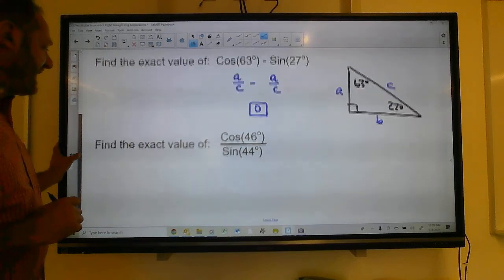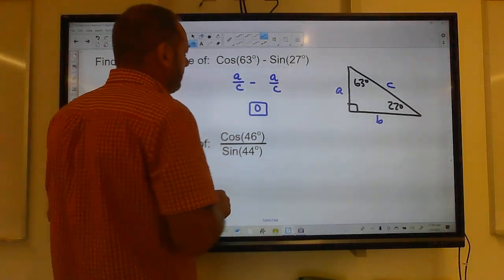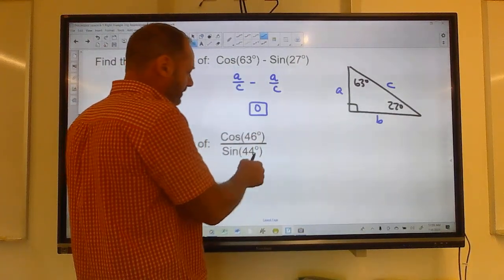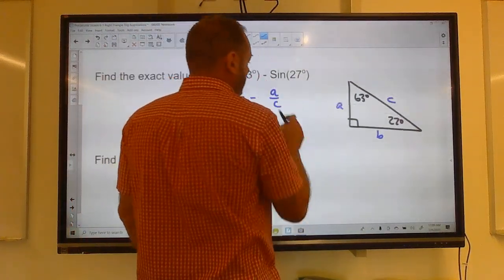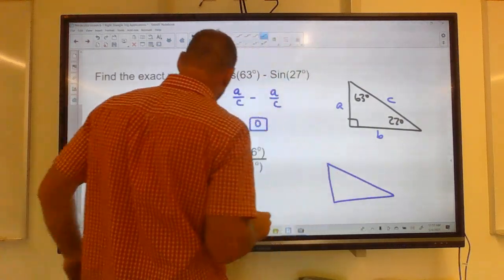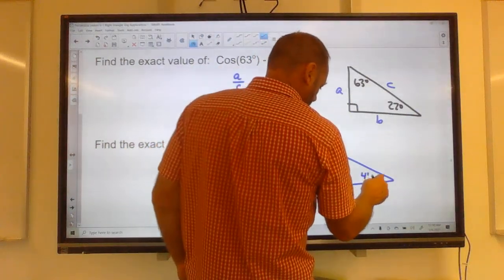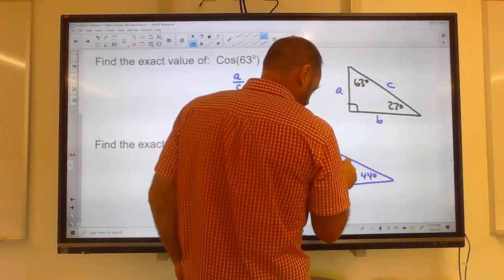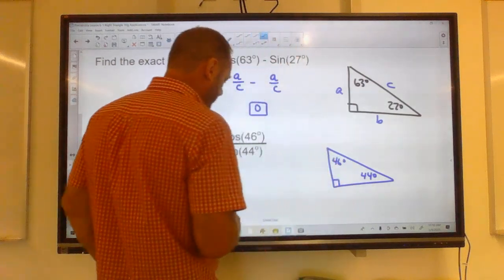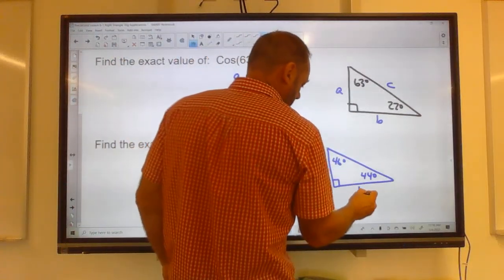Okay, find the exact value of the cosine of 46 divided by the sine of 44. So again, these two angles here add up to 90. So they're both in the same right triangle. We'll say this is 44 degrees, this is 46 degrees, and then this is 90. Okay, we'll label our sides A, B, and C.